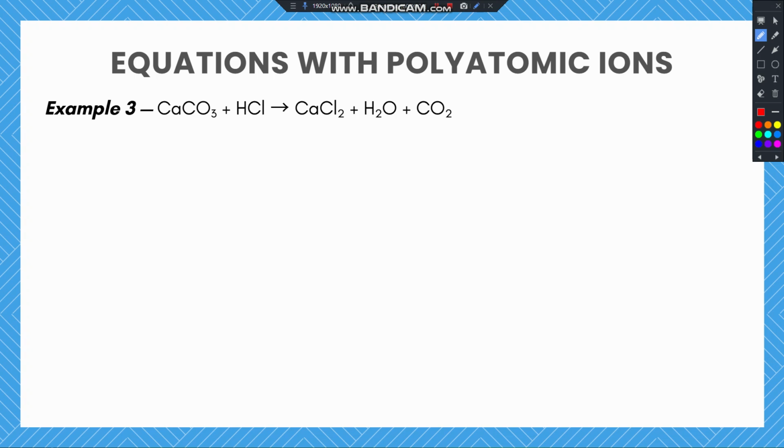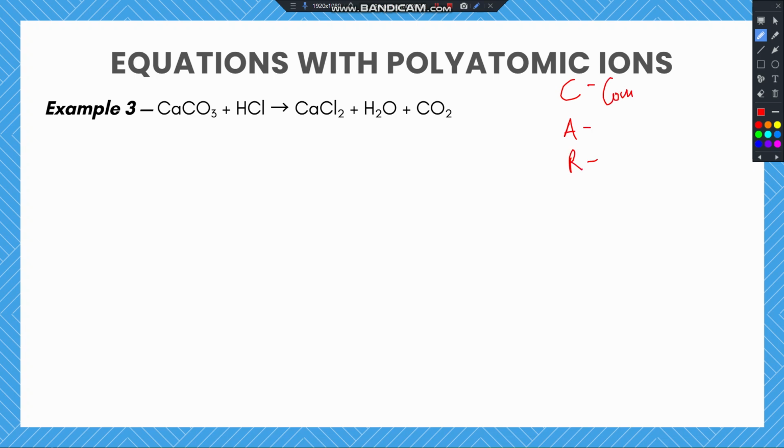Now, this time I want your intelligence to be tested. The rule says when a polyatomic ion appears on both sides of the equation unchanged, that is when we treat it as a single unit. But in this case, we have CO₃, carbonate ion, appearing on the left side. But on the right hand side, we do not find it. So that means we will balance it normally without treating that polyatomic ion as a single unit. So we count, we adjust, and we recount.